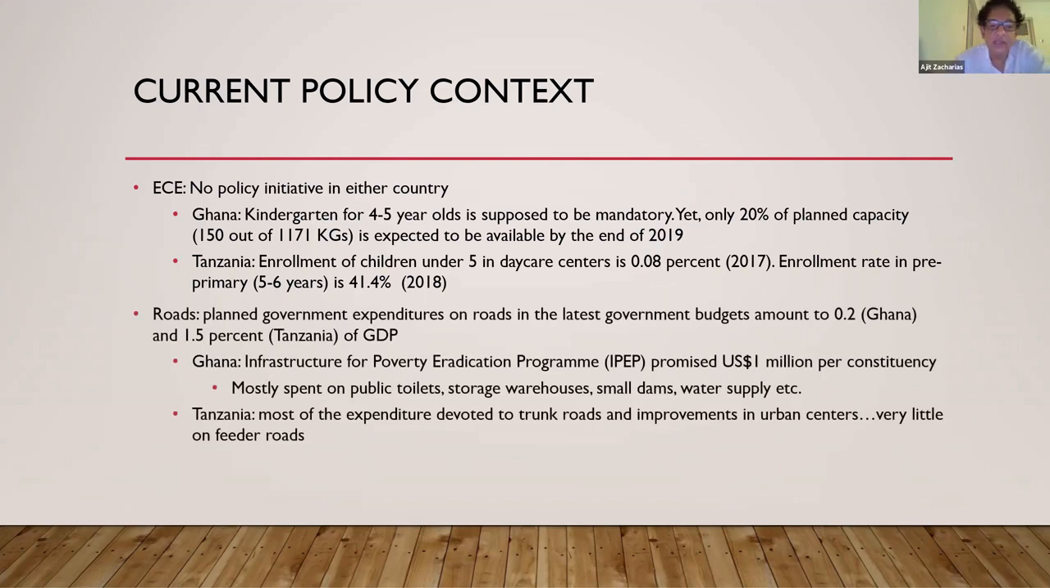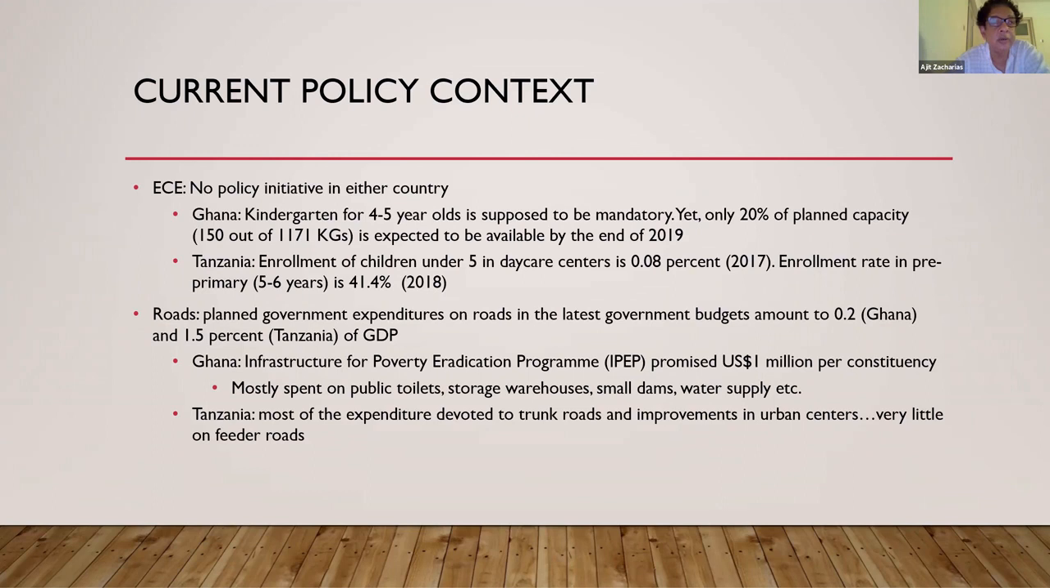As far as roads are concerned, planned expenditures on roads in the last government budgets, it's a very low percentage of the GDP that is set aside. Ghana had an interesting initiative called the Infrastructure for Poverty Eradication Program. And it promised like $1 million for each constituency, the election constituency, that is. But most of this money has been spent on public toilets, storage, warehouses, small dams, water supply, etc., and very, very little on roads.